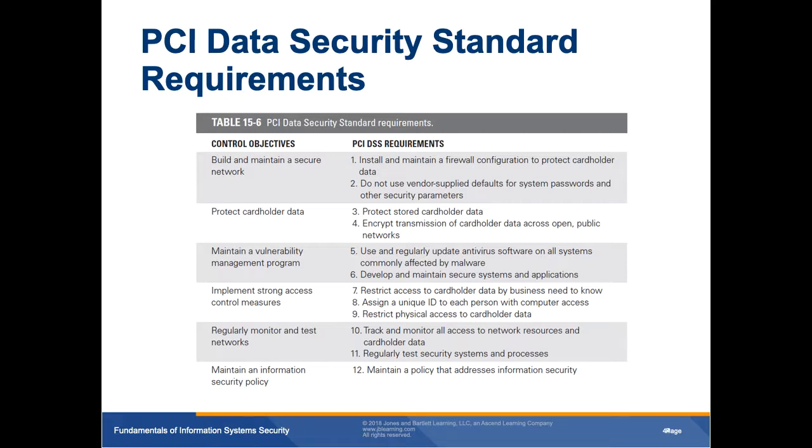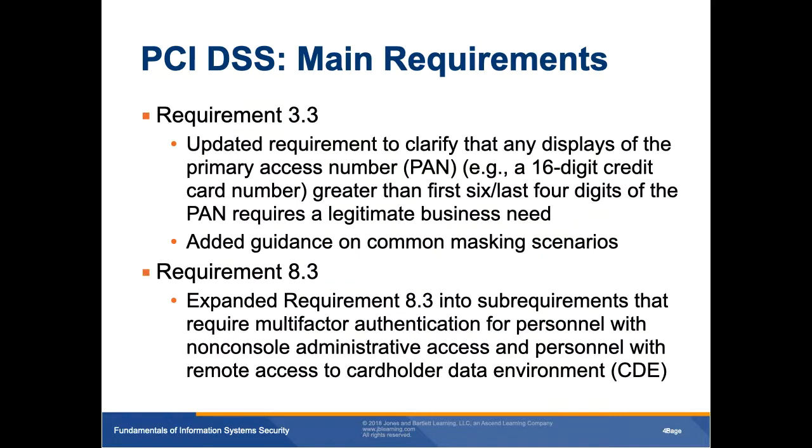And then here's some control objectives and the PCI requirements. And here's some of the requirements. Requirement 3.3, update requirement to clarify that any displays of the primary access number, the 16-digit credit card number, greater than the first 6 or last 4 digits of the primary access number requires a legitimate business need, right? So you just can't display all 16 digits for no reason.